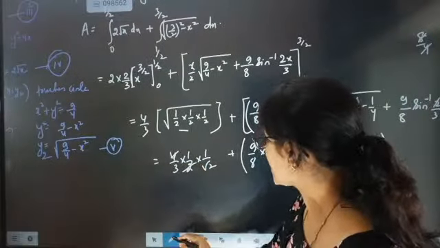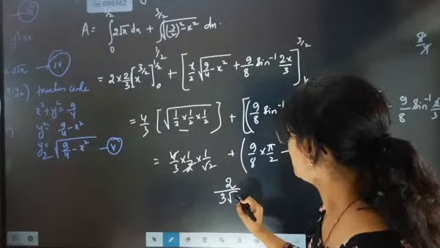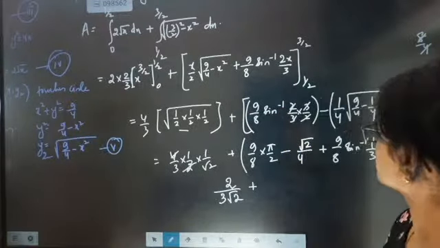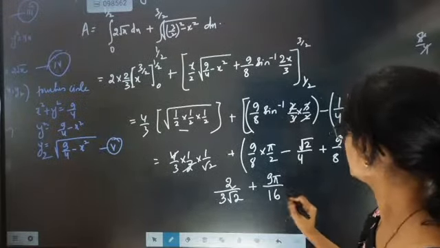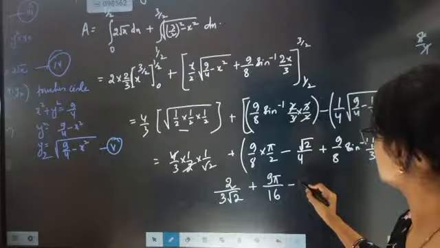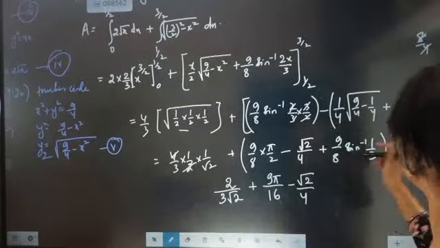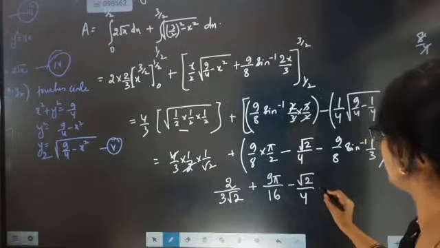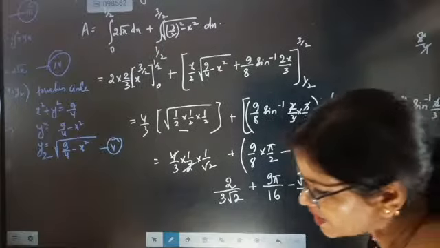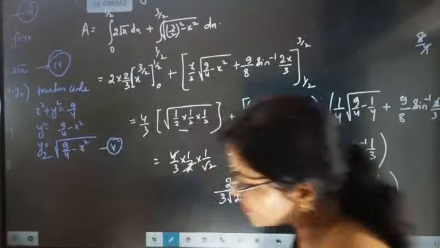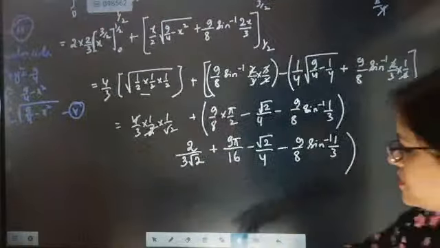So this and this will get cancelled. So it is going to come as 2 by 3 root 2 plus 9 pi by 16 minus root 2 by 4, and when this one goes to the minus part, it will become minus 9 by 8 sine inverse 1 by 3. Come on, check this one out. Now only this section we can solve one more step, otherwise we got the answer.